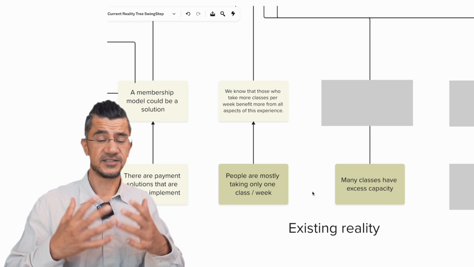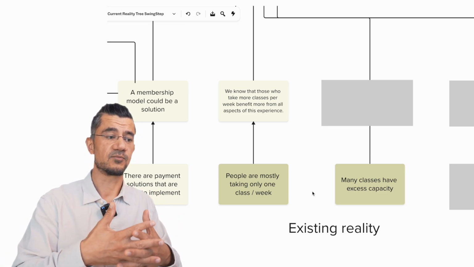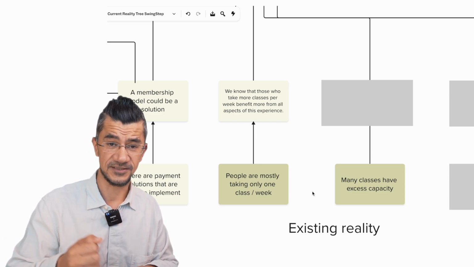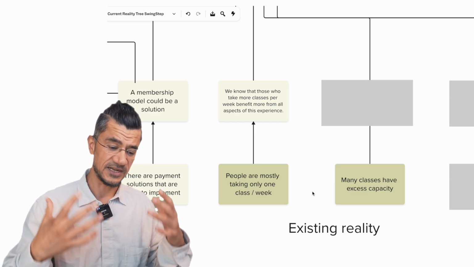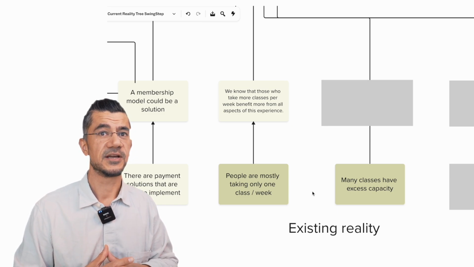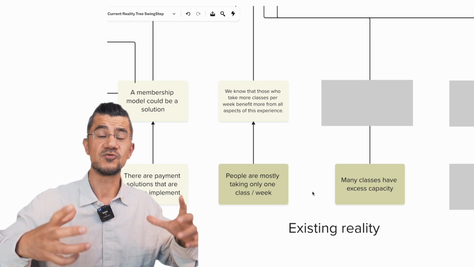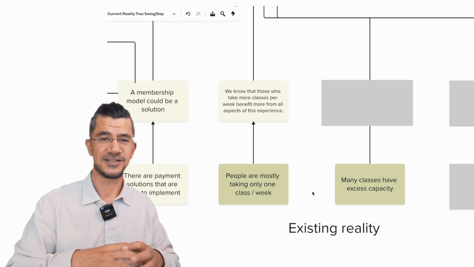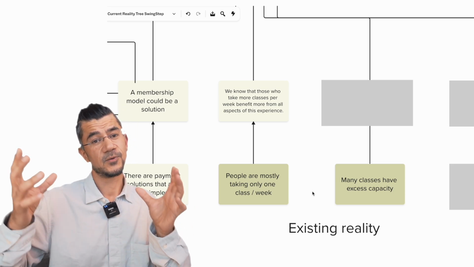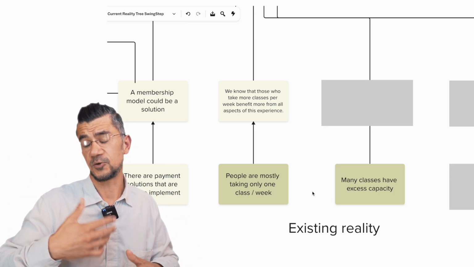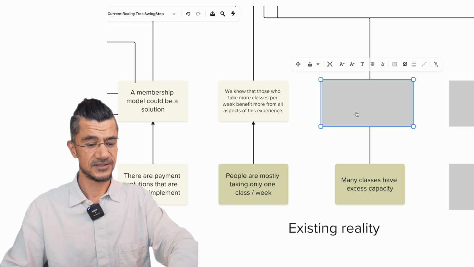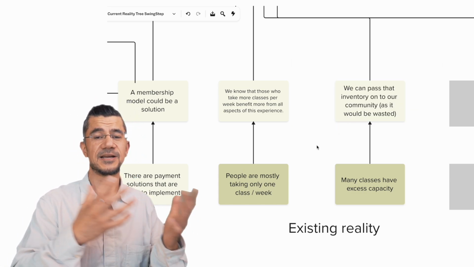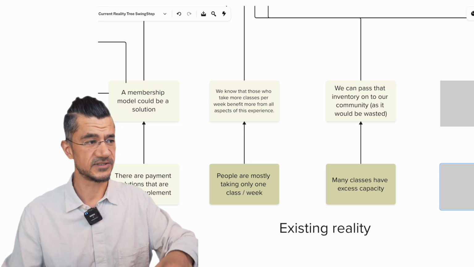Many classes have excess capacity. Now, obviously, this comes from our inability to really maximize our sales and marketing, and that's a whole skill and something to improve on. But because our classrooms were rather large, it was hard to make sure that every class had the maximum number of participants, meaning we had empty capacity that goes wasted right after the class. So what if we could pass some of that excess capacity to our participants?